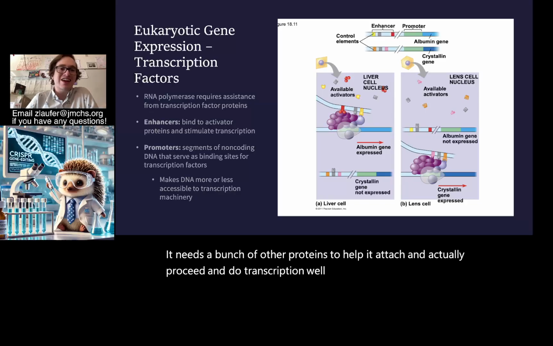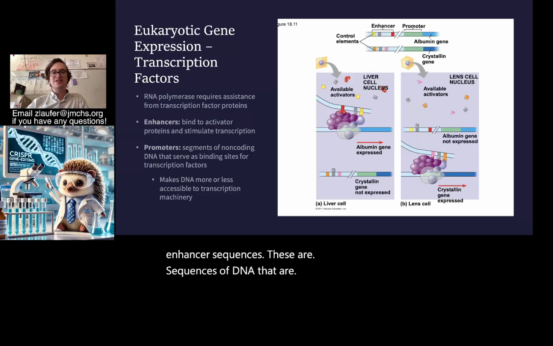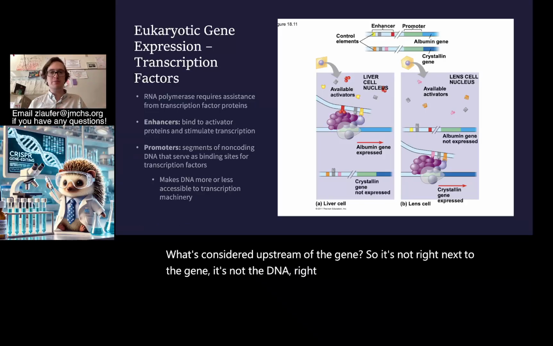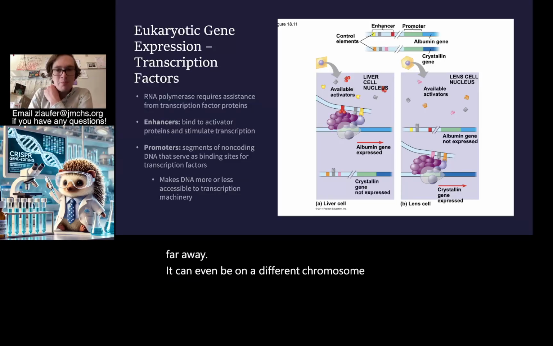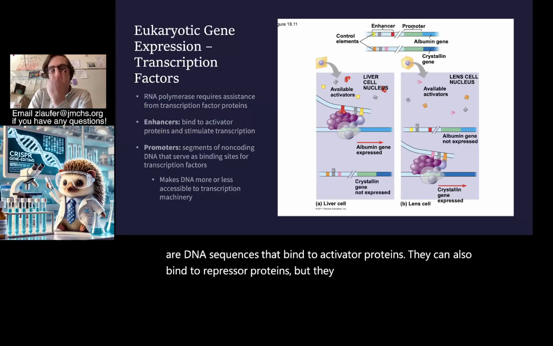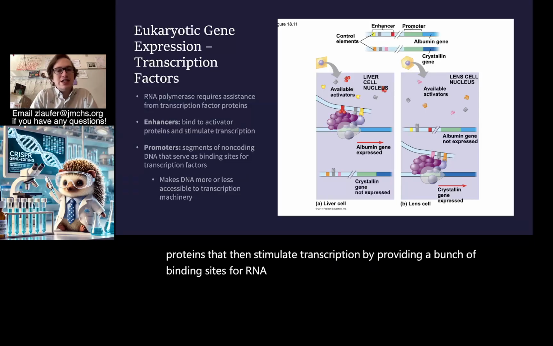So there are these things called enhancer sequences. These are sequences of DNA that are considered upstream of the gene. So it's not right next to the gene. It's not the DNA right before the gene. It can be pretty far away. It can even be on a different chromosome, technically. But these are DNA sequences that bind to activator proteins. They can also bind to repressor proteins. But generally they bind to activator proteins that then stimulate transcription by providing a bunch of binding sites for RNA polymerase and its associated proteins.